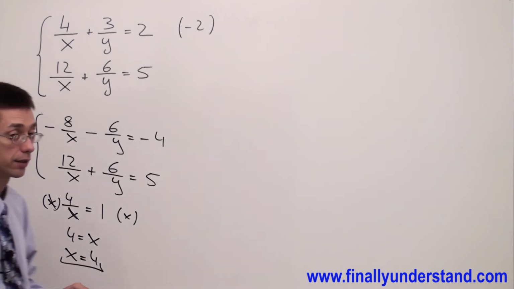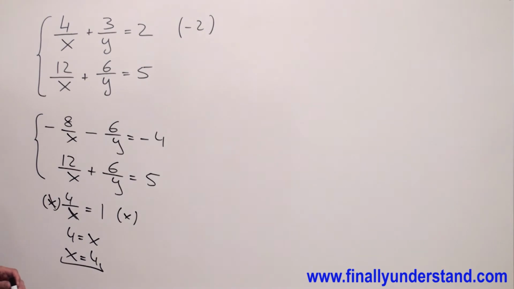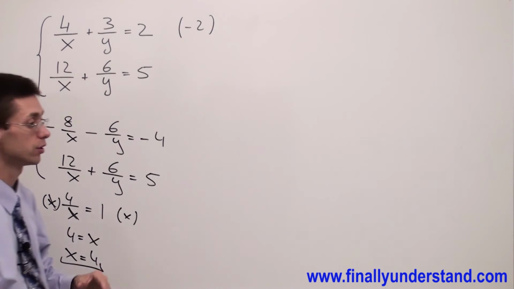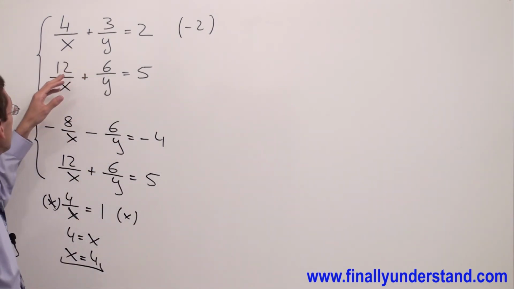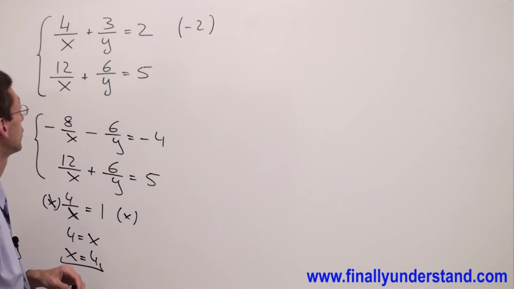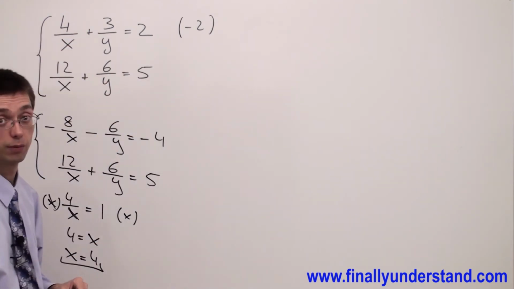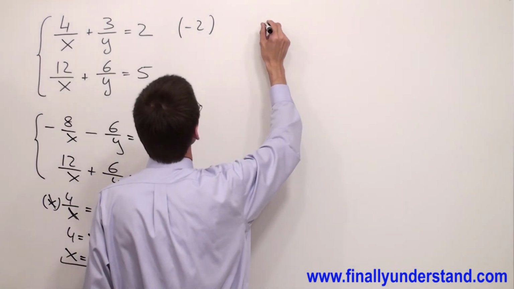Next, I have to find the value of y. What am I supposed to do? I'm supposed to take one of the equations, and instead of x, write 4. So I'm going to use the first equation. Why am I using the first equation? Because the first equation has lower values in itself, okay? Instead of 12, I prefer to use 4, and instead of 6, I prefer to use 3, and instead of 5, I prefer to use 2. That's why I'm going to copy down the first equation and work with it.